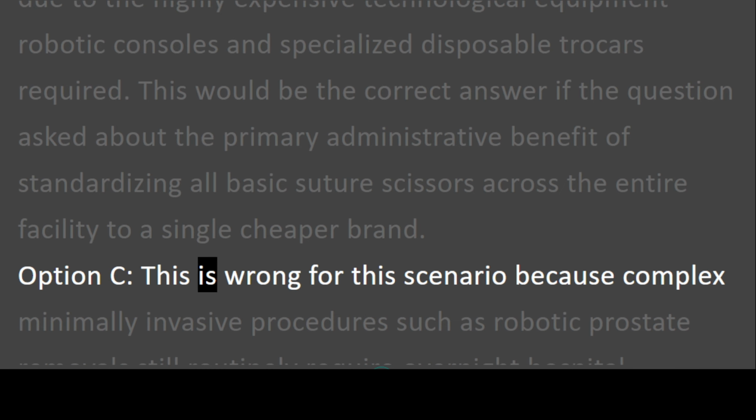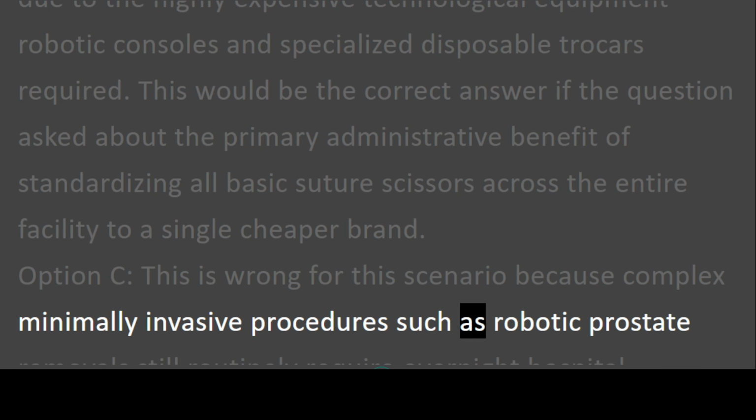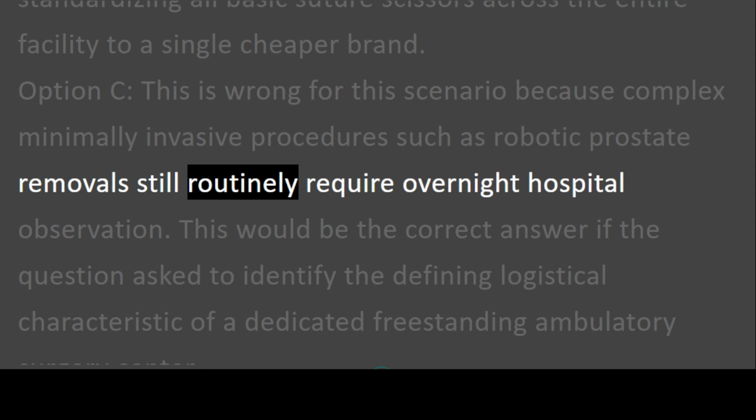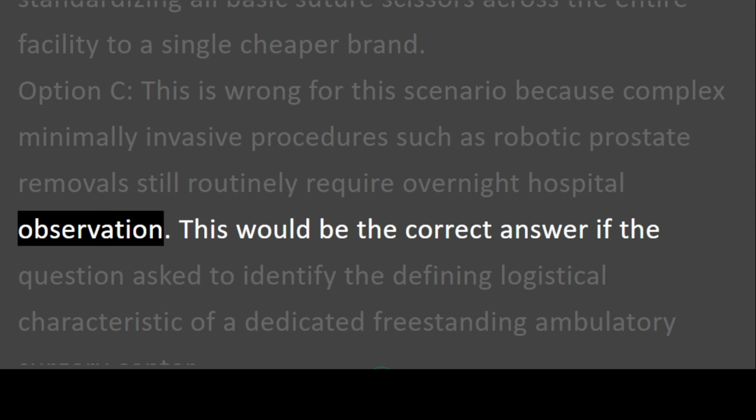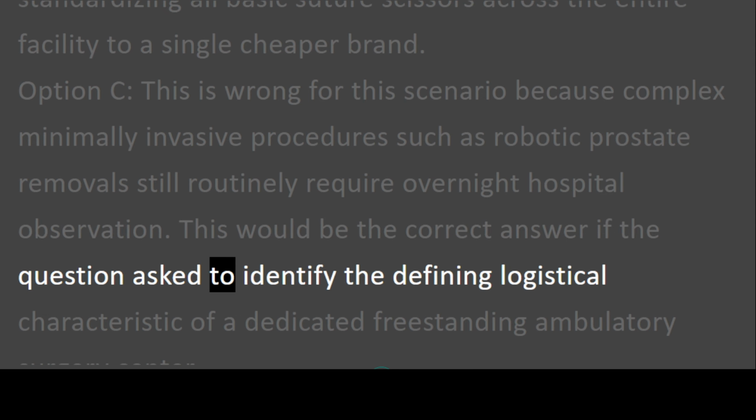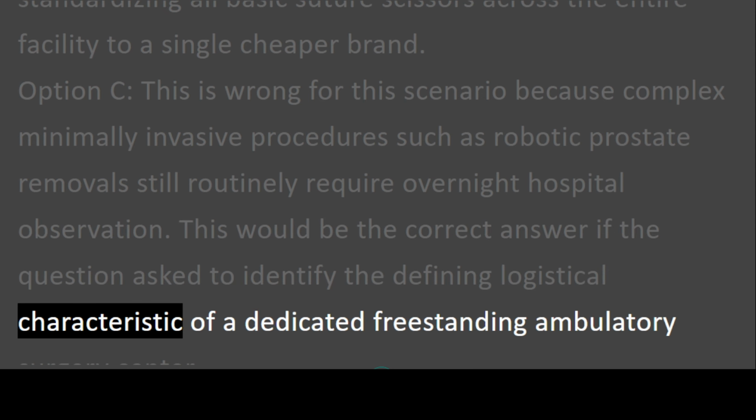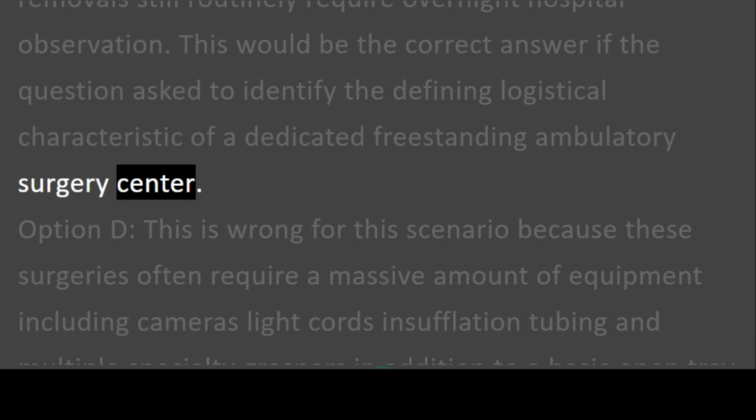Option C. This is wrong for this scenario because complex minimally invasive procedures such as robotic prostate removals still routinely require overnight hospital observation. This would be the correct answer if the question asked to identify the defining logistical characteristic of a dedicated freestanding ambulatory surgery center.